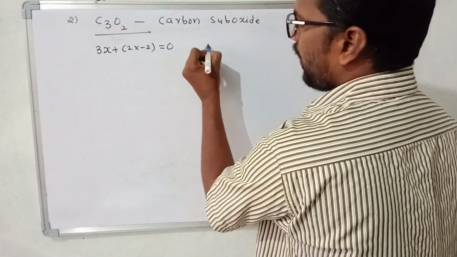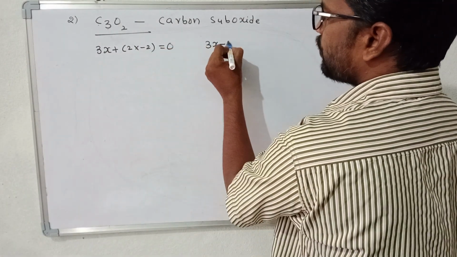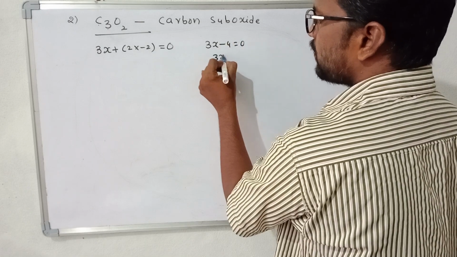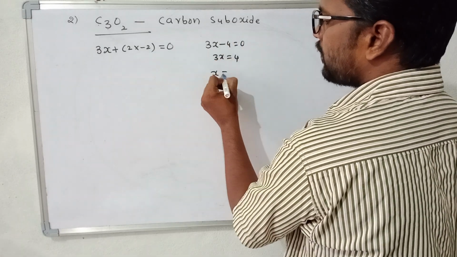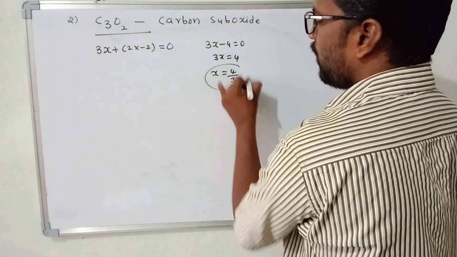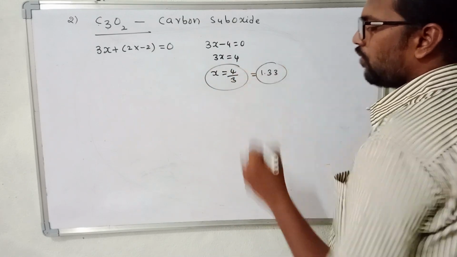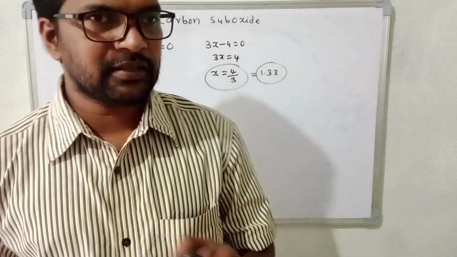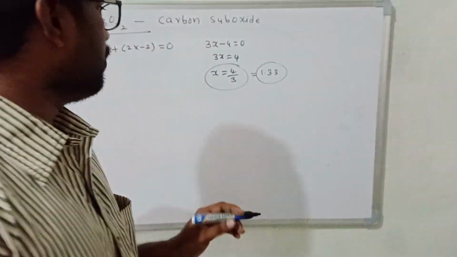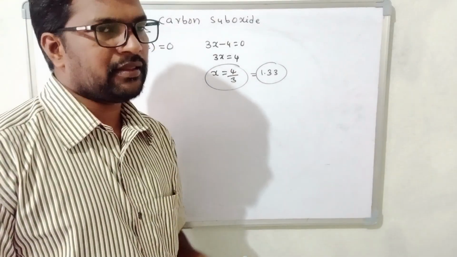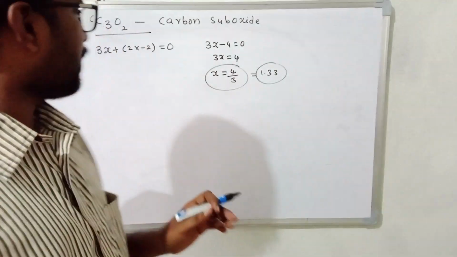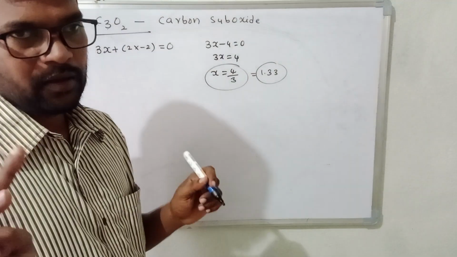So we write 3x minus 4 is equal to 0, 3x is equal to 4, and x is equal to 4 by 3, which is about 1.33. So you get the average oxidation state in C3O2. The average oxidation state in C3O2 is 1.33 or 4 by 3. It is a fractional oxidation state. Total 3 carbons are present.